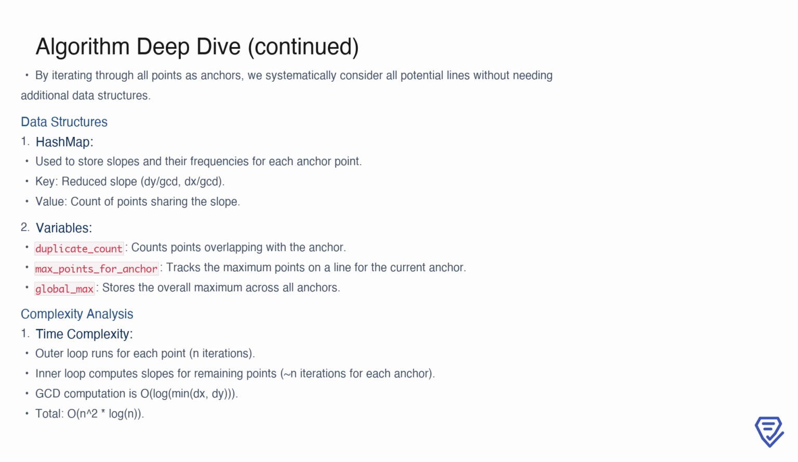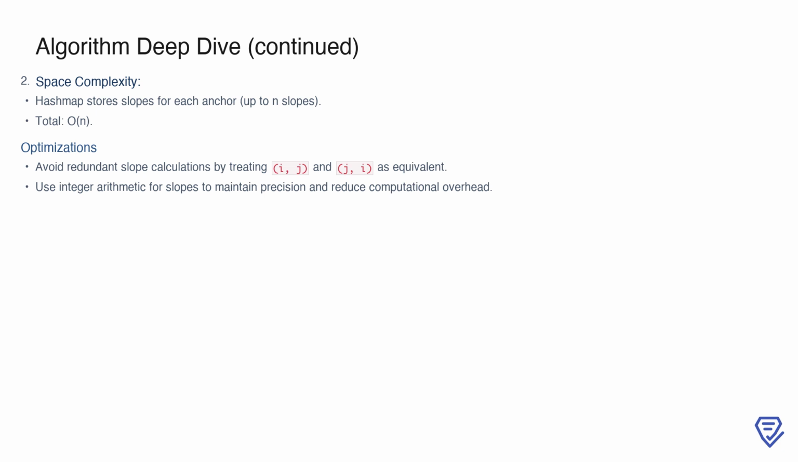From a complexity standpoint, the algorithm processes each point as an anchor in the outer loop, and for each anchor, computes slopes for the remaining points. The GCD computation is logarithmic in the smaller of dx and dy, leading to a total time complexity of n squared * log n. The space complexity of the algorithm is proportional to the number of slopes calculated for each anchor, which can be at most the total number of points. This results in an O(n) space requirement for the hash map.